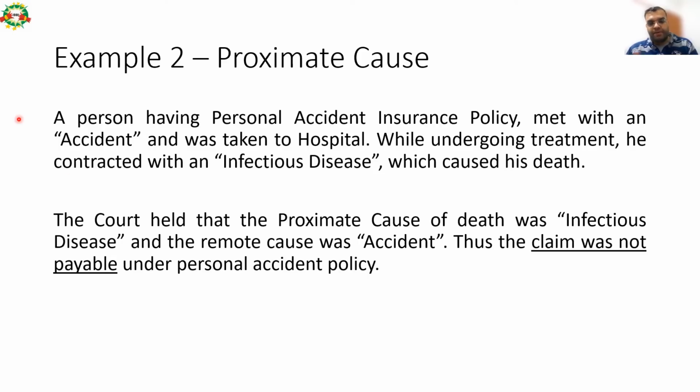Let us take another example where two events were there and the claim was rejected. A person having a personal accident policy met with an accident and was taken to hospital. While undergoing treatment, he contracted an infectious disease which caused his death. The court held that the proximate cause of death was the infectious disease and the remote cause was the accident. So here the court decided that the person did not die because of the accident, rather he died because of the disease which he caught in the hospital. So this claim was not payable under the accident insurance policy.